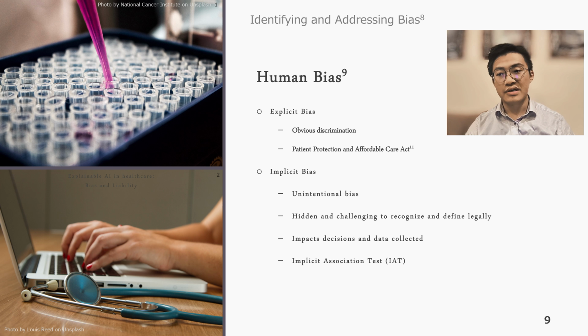Implicit bias, however, is much more challenging and involves beliefs which can impact actions and decisions unintentionally, leading to biased outcomes. Since they are not intentional and usually obscure, they are difficult to enforce through law. However, these actions can impact healthcare data.